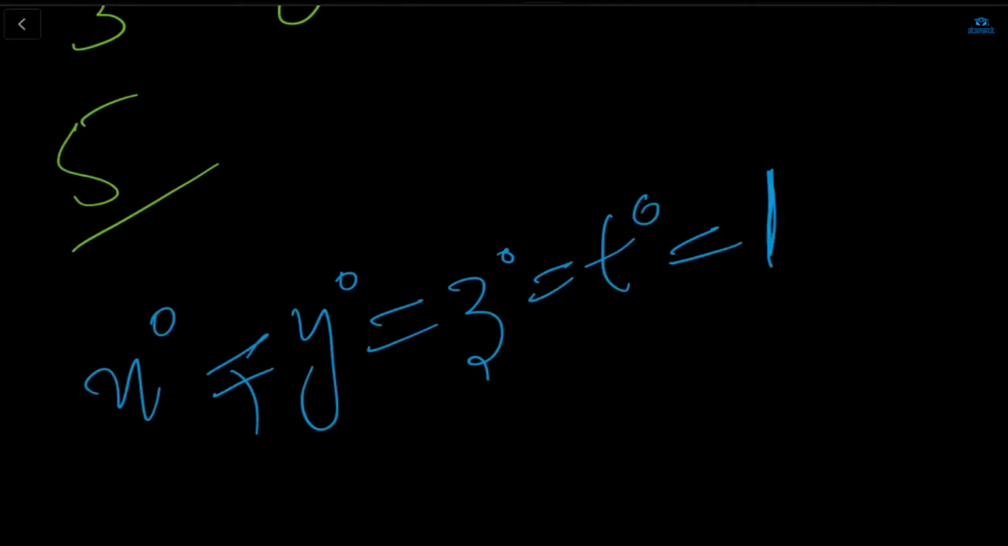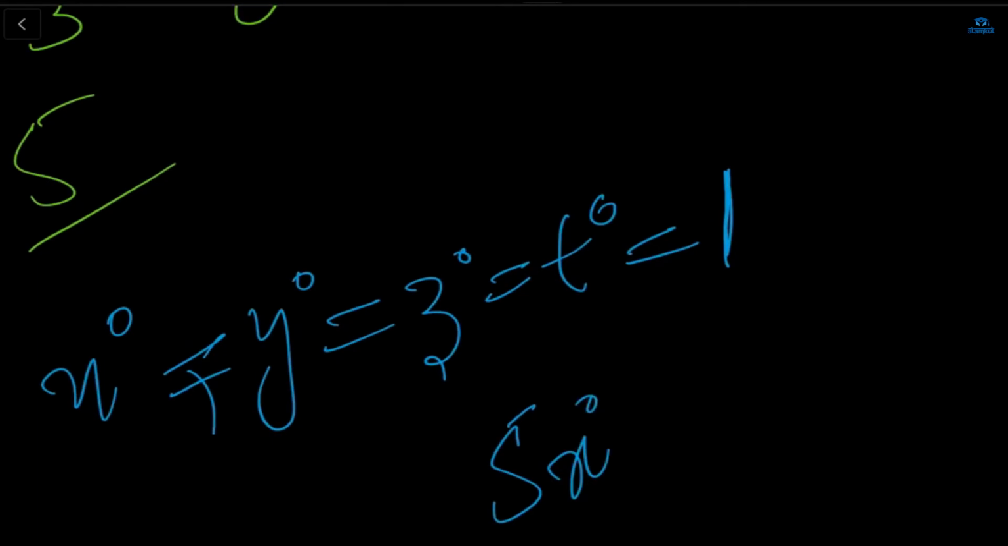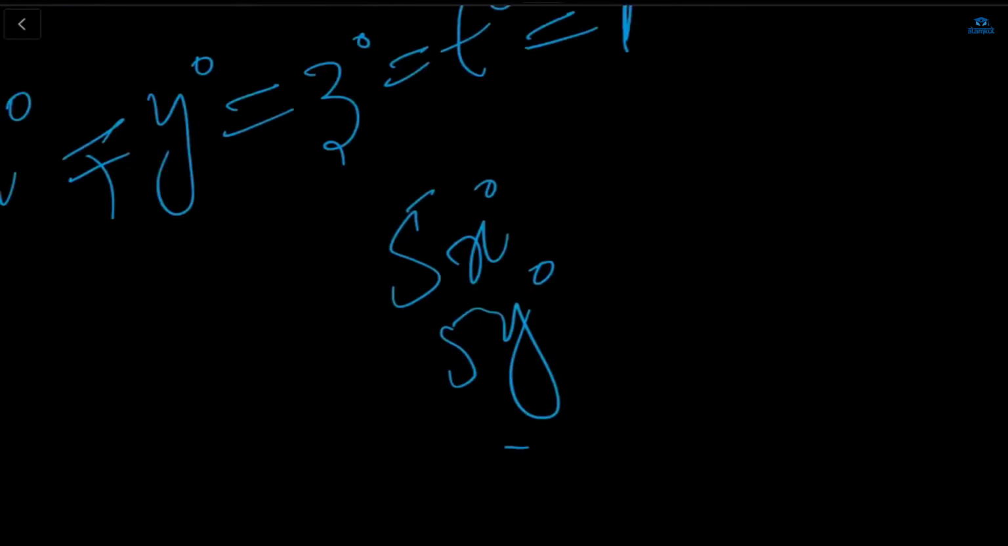So if I'm writing 5, you can write 5x to the power 0, or you can write 5y to the power 0, 5z to the power 0. You can take this number, any of these, with a coefficient, with a degree of 0. Okay, understood?